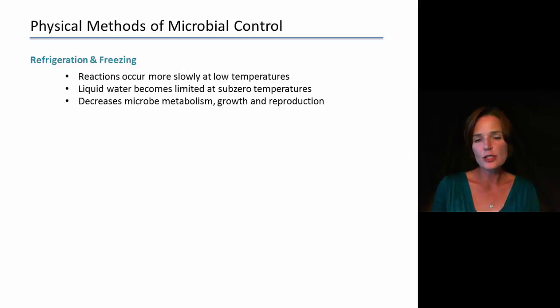Refrigeration and freezing can also be used for controlling microbe growth. And the main reason why that's going to be the case is because reactions overall occur much more slowly at low temperatures. That's one of the reasons why our food doesn't spoil as fast when we do put it in the refrigerator, because reactions that microbes would be performing are going to occur much more slowly.